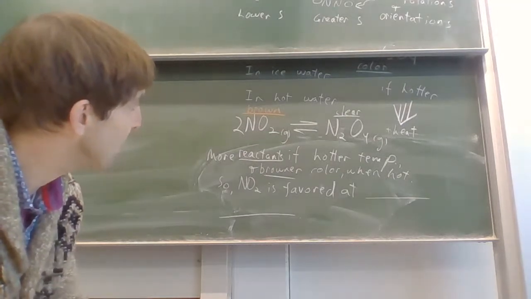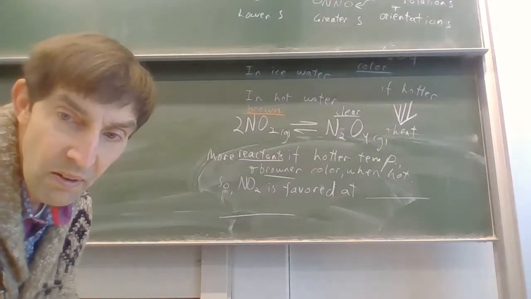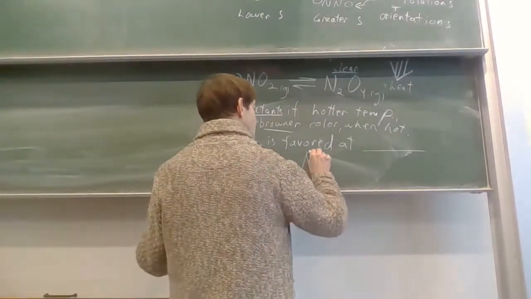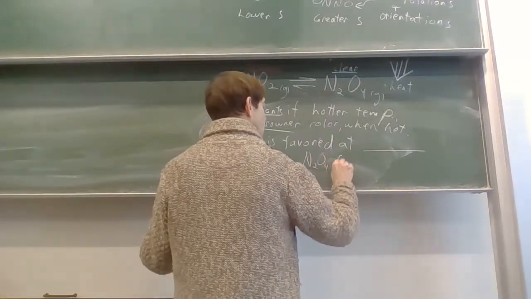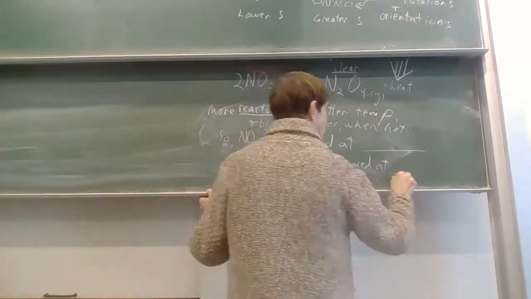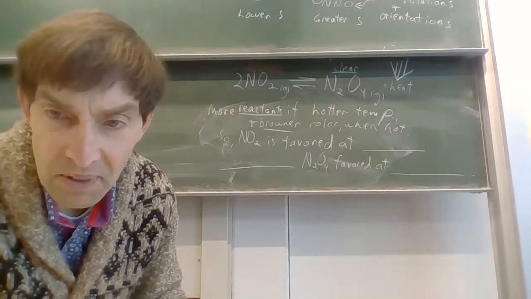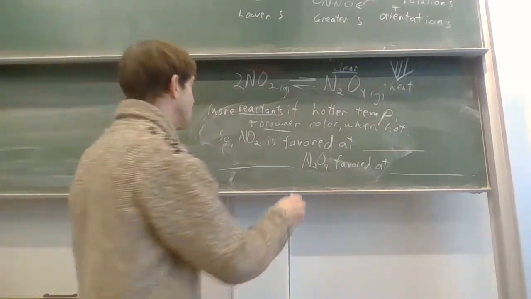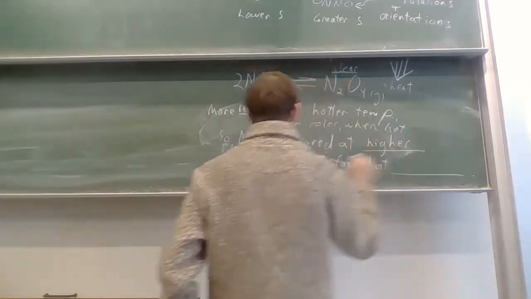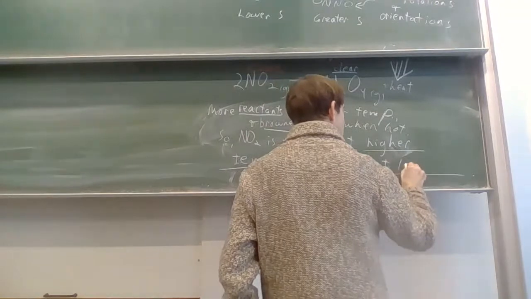So NO2 is favored at, and then you can add here, N2O4 favored at, yeah, higher temp. Thank you, Lola. Thank you, Anthony. Good. So NO2 is favored at higher temps. That's the brown color. And N2O4 favored at low temps.